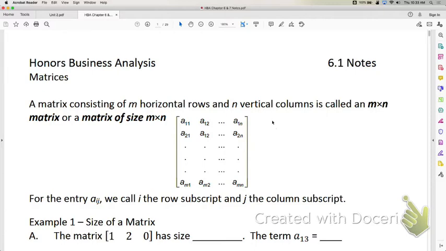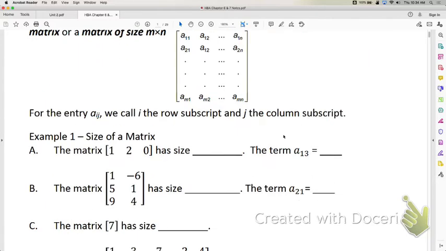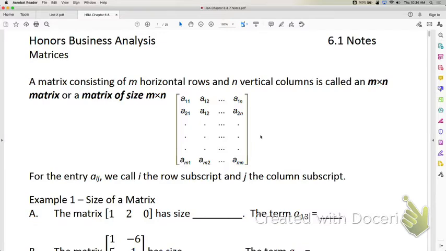This will be different as far as what we have to talk about, because there's not a whole lot of math today necessarily. It's a lot of vocabulary and just learning how to talk about matrices. So the first thing is that we need to talk about the size of matrices. So a matrix is made up of a certain number of rows and a certain number of columns.